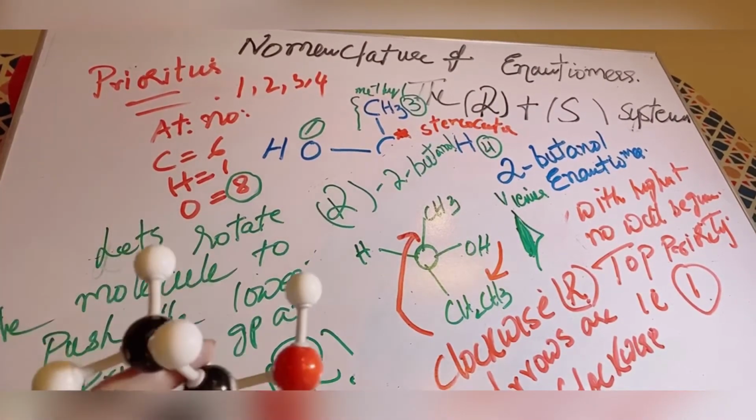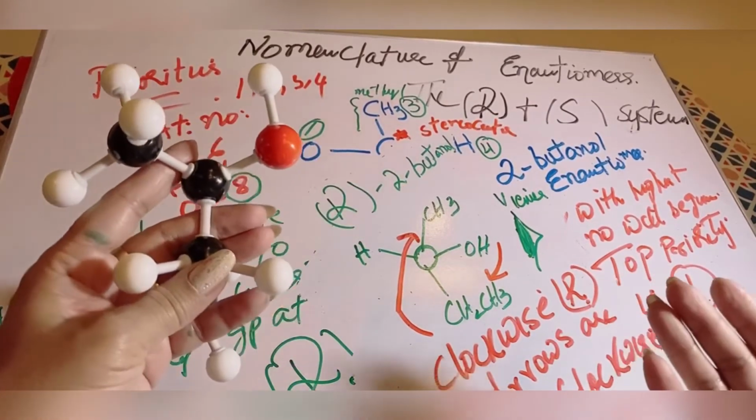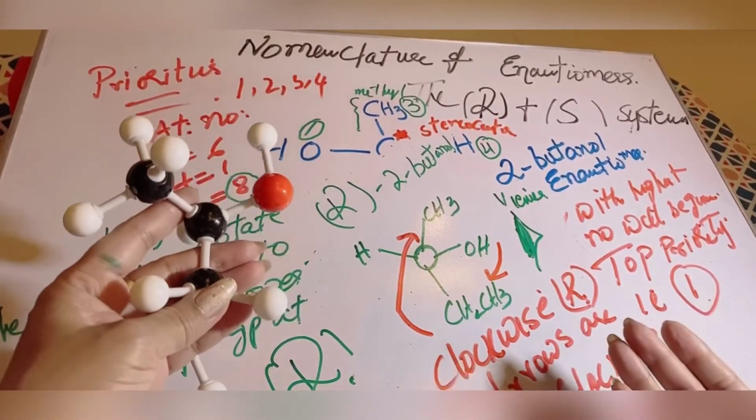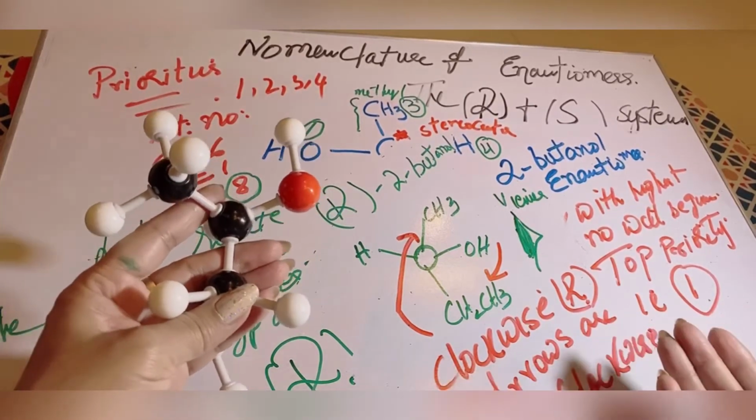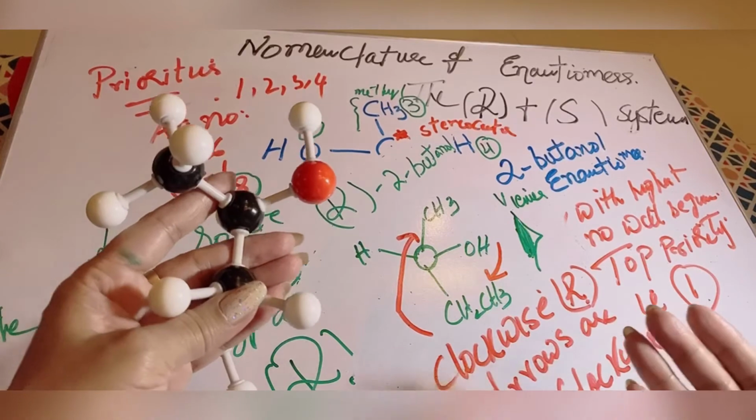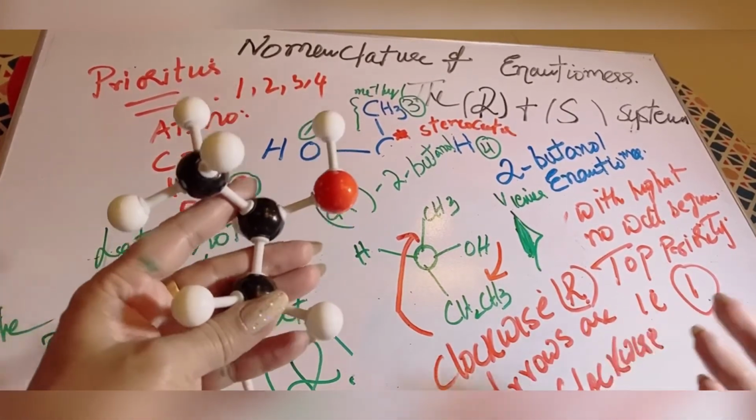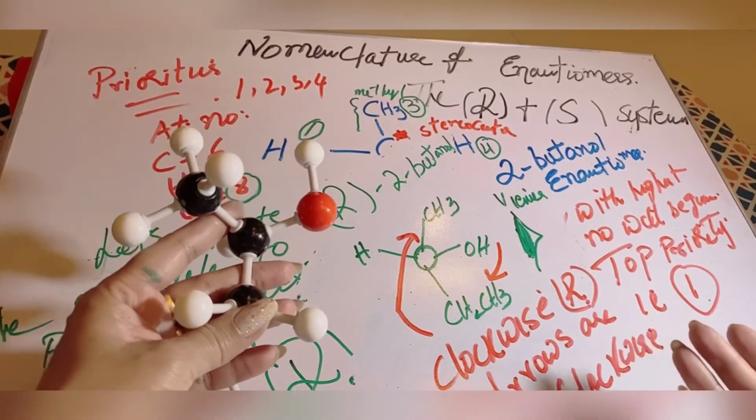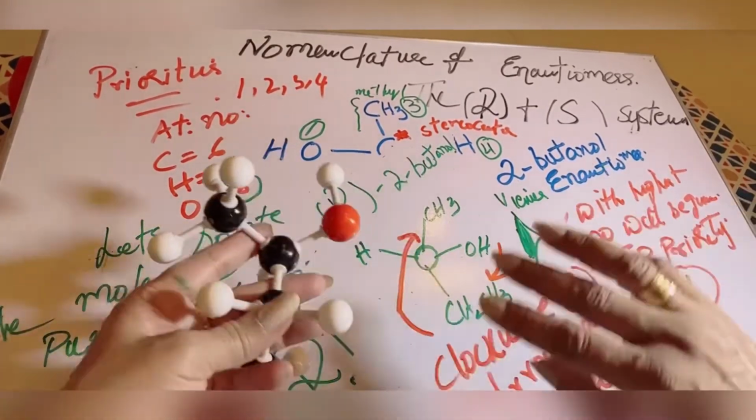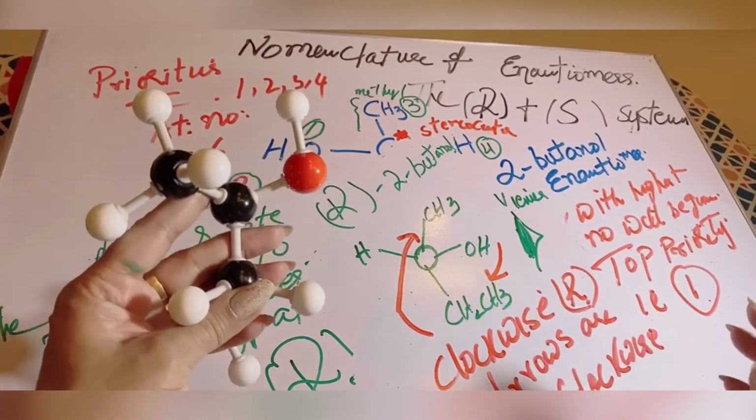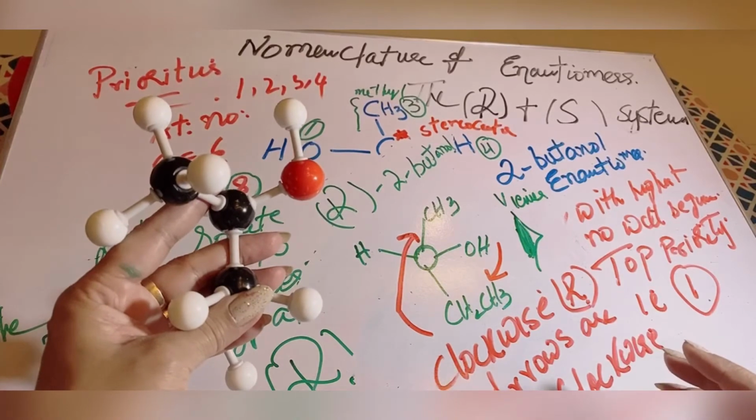So in this way we can simply assign the R and S designations to our enantiomers. The R is for rectus and the S is for sinister. In our case it's the rectus, R-2-butanol, because it is clockwise. If the case were reversed, then it would be S-2-butanol, and that would be counterclockwise or anti-clockwise.